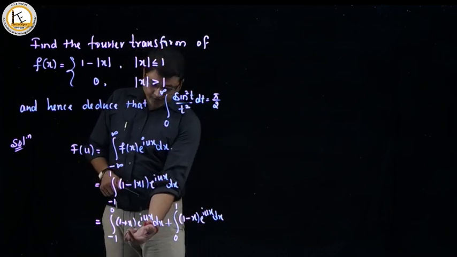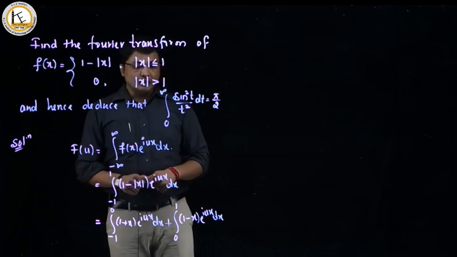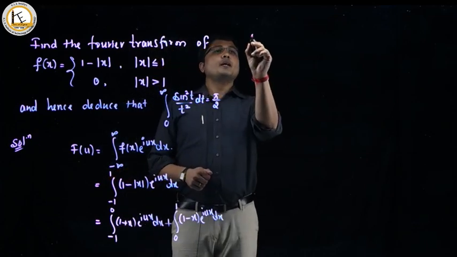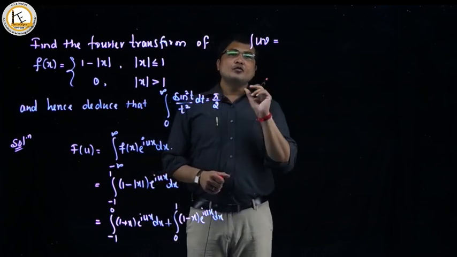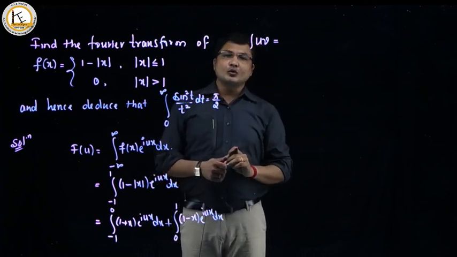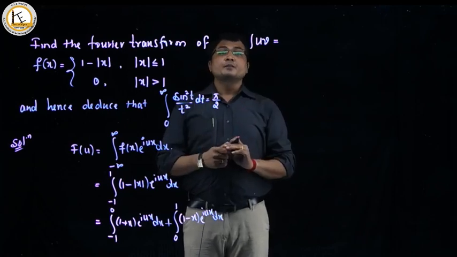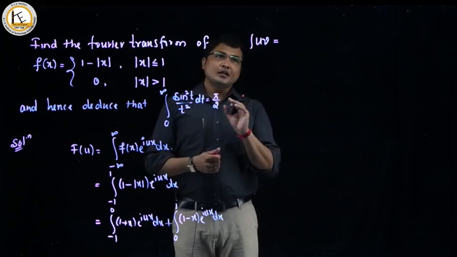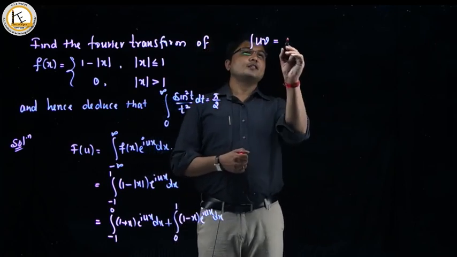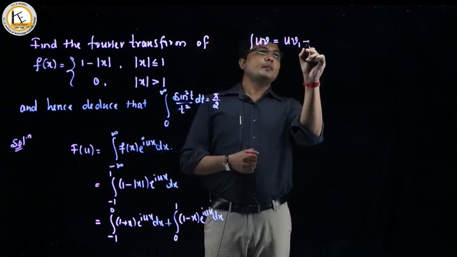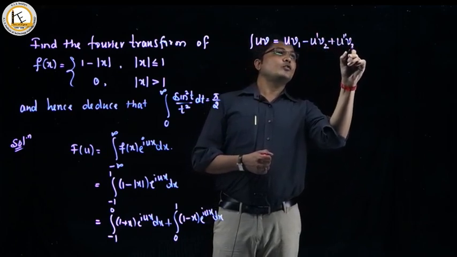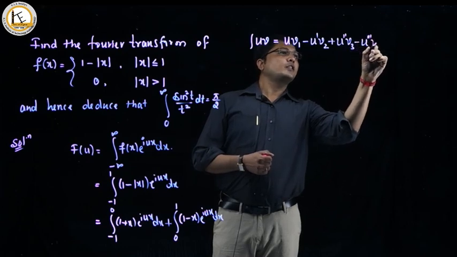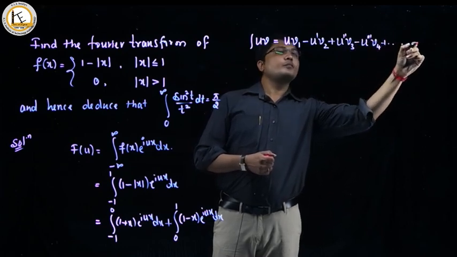So to evaluate this integral, definitely we are going to use Bernoulli's rule. What is Bernoulli's rule? Bernoulli's rule is used whenever we are integrating the product of two functions, where one function must be vanishing. So integral of u into v is nothing but u into v1 minus u dash into v2 plus u double dash into v3 minus u triple dash into v4 and so on.